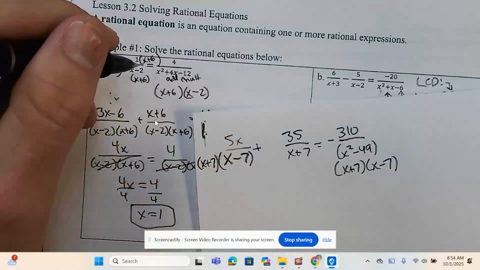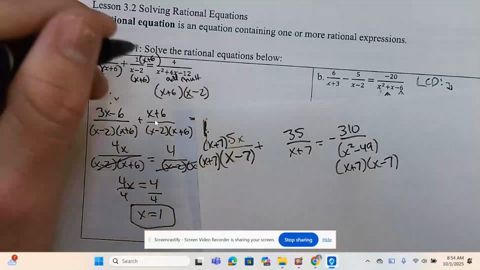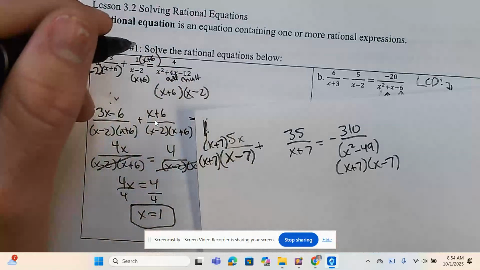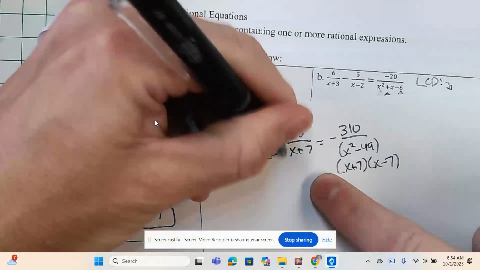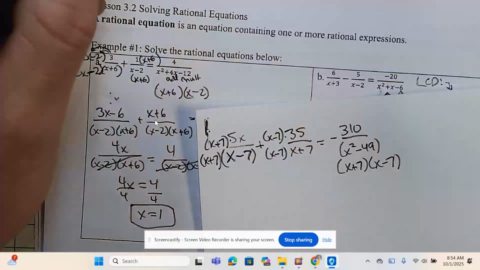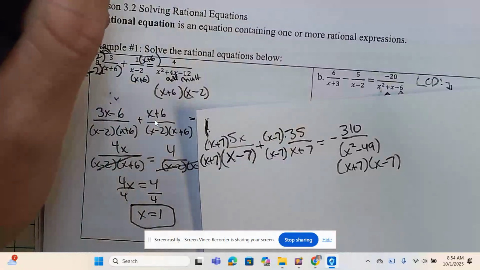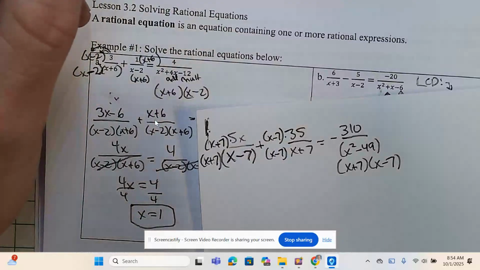Uh-oh, I'm seeing something potentially concerning here. I didn't cover one like this in the notes. About to get canceled. What does the second one need? X minus 7. So I'm about to be in the doghouse with Dorothy on this one. I'm about to be in trouble.